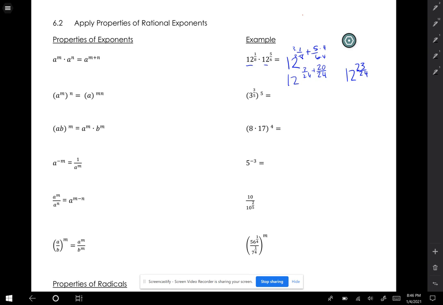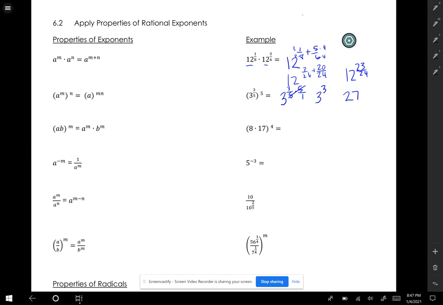For the next one, if you have a to the m to the n power, you take those two exponents and you multiply them together. So you multiply the m and the n together. So for 3 to the 3/5 to the 5th power, we're going to multiply those exponents together. So we'd have 3 to the 3/5 times 5. Put that 5 over 1, and the 5's cancel out. So you get 3 to the 3rd power, which you can simplify to 27.